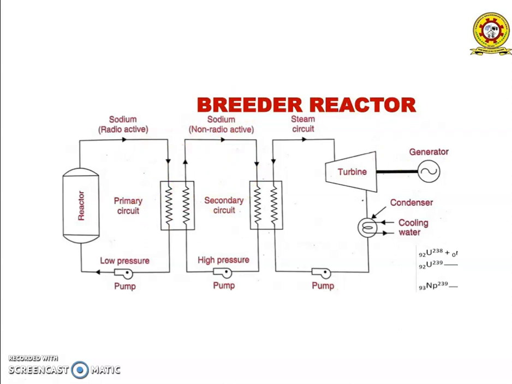The advantages are high breeding gain, and no moderator is required. High power density is achieved and there is low absorption of neutrons, as it permits high fuel burn up. And the disadvantages are a small core with minimum area, which leads to heat transfer problems. The reactor needs enriched fuel.